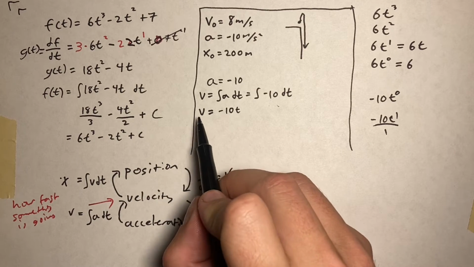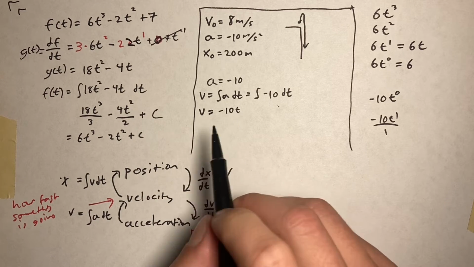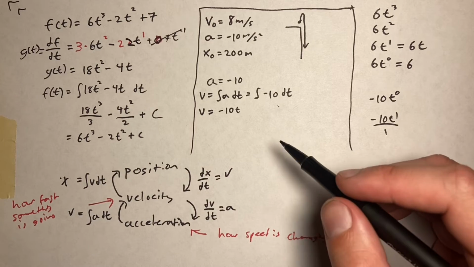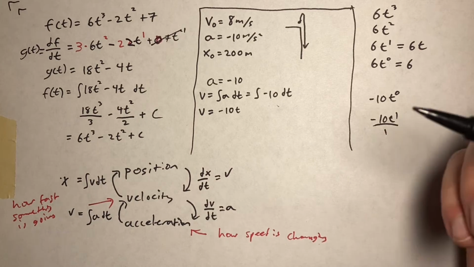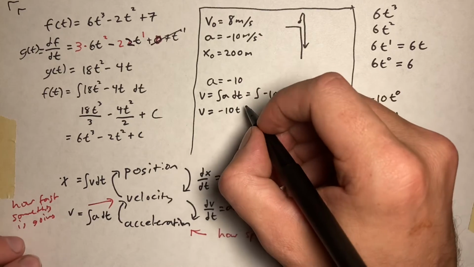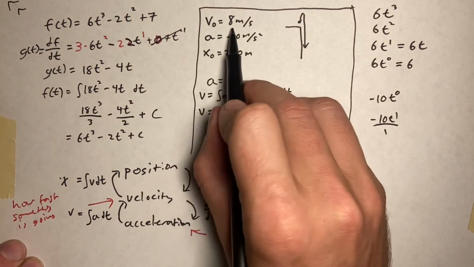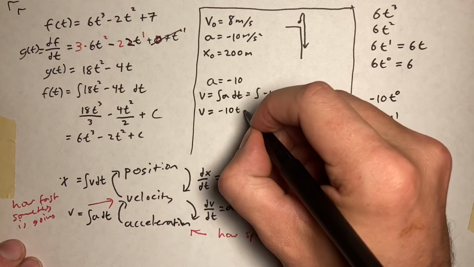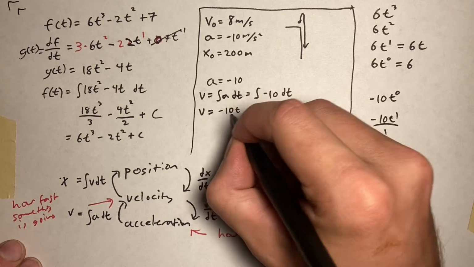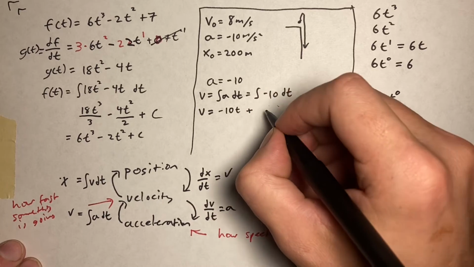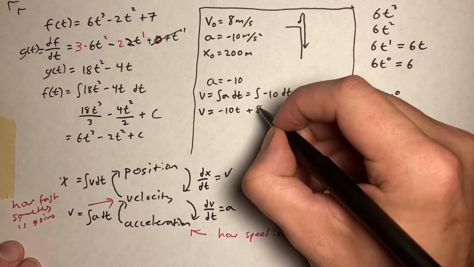So my velocity function would be negative 10t, and then I've also got to add in a constant there, which would be whatever velocity that was at time t equals 0. My velocity at t equals 0 is 8 meters per second. So to get my velocity function, I'm going to get negative 10t plus 8 meters per second.